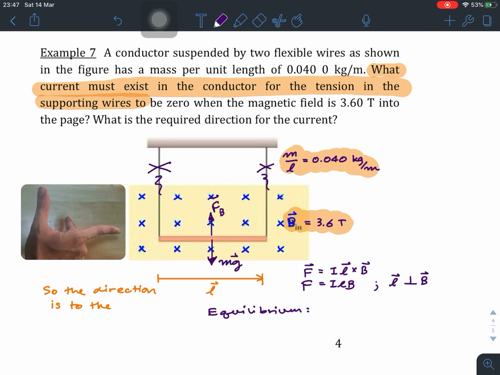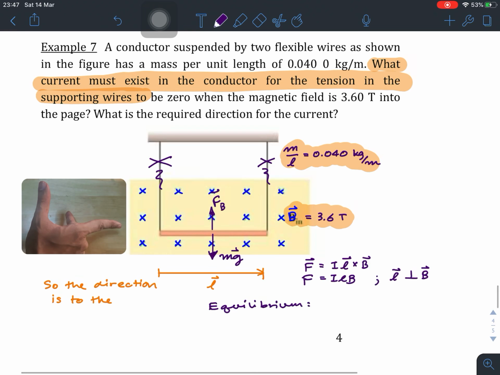In order to find the Fb and the direction of the current, we use the right hand rule again. If we don't know the direction of the current, using the right hand rule, the thumb represents the Fb or the force. Normally for ILB, L cross B, the first parameter L will be represented by the index finger. So this is L.